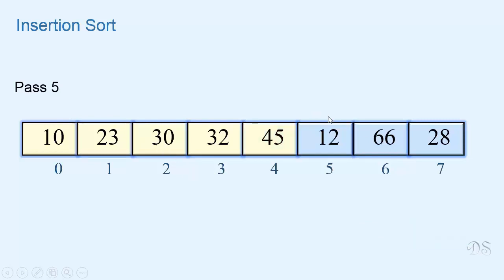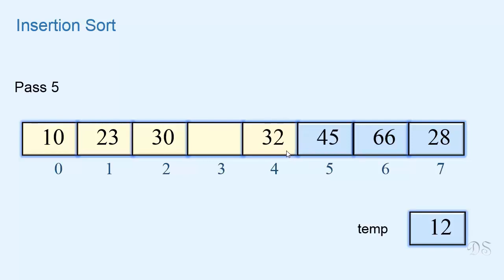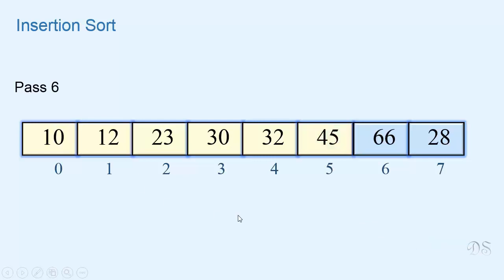Now in pass 5, 12 has to be placed in this sorted part. So 45 is greater than 12, it is moved. 32 is greater, it is moved. 30 is greater, it is moved. 23 is greater, it is moved. Now 10 is less than 12, so we'll stop and place 12 here. Now in pass 6, 66 has to be placed in this sorted part. Now 45 is less than 66, so we need not move anything and we go to pass 7.